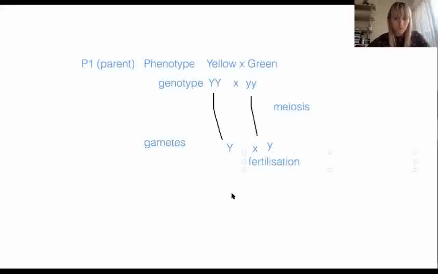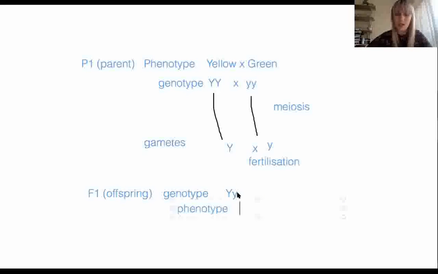Here we get fertilization. From fertilization, we get the F1 offspring. The offspring has a genotype of what? All of them are capital Y, small y. That's the only possible combination from these two gametes. The phenotype is, in other words, there is a dominant one present and it represents yellow. And that is your monohybrid cross.